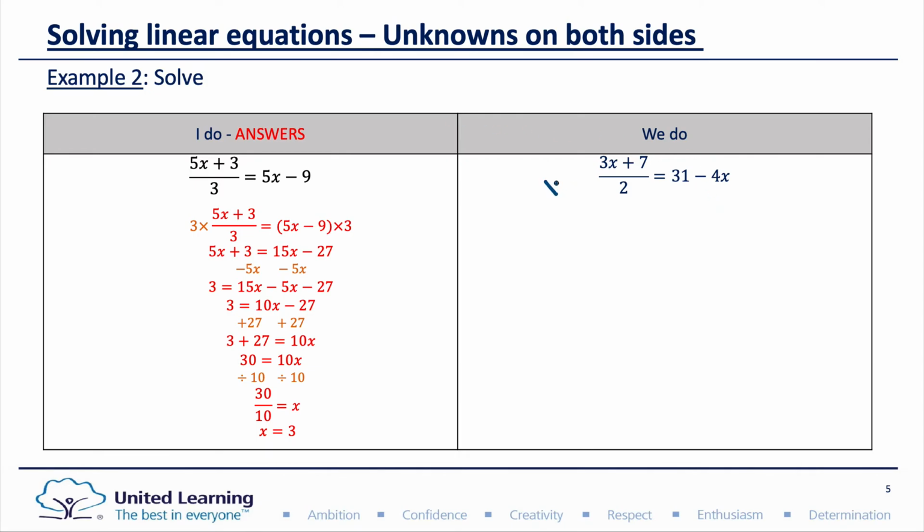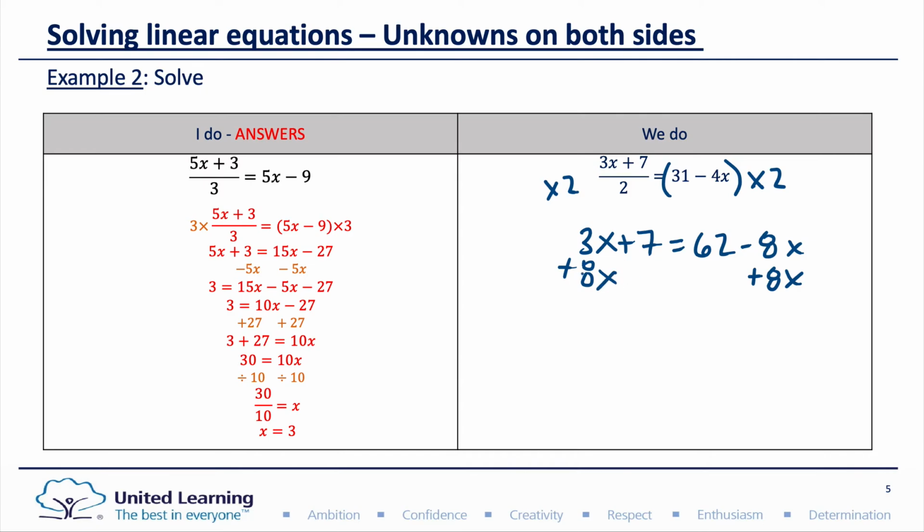First thing hopefully you did is multiplied both sides by 2. Again, multiplying everything on the right-hand side by 2, every single term. So you would get 3x plus 7 equals 62 minus 8x. Now I'm noticing there's a negative x term here, and I like to work with positives because I find them easier to work with, so I'm actually going to add 8x to both sides.